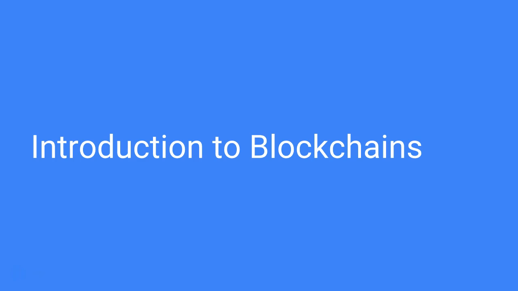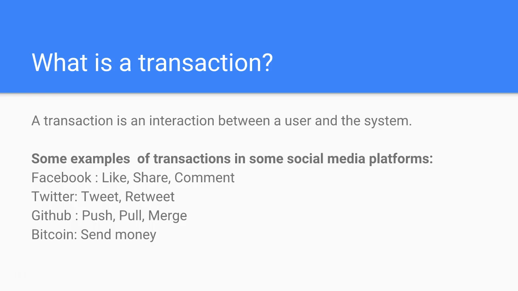So what exactly is a blockchain? To understand blockchains, we need to step back a little so we can build up momentum before we get to blockchains, so that by the time we explain blockchains, it is super easy to understand. Now, a transaction is an interaction between the user and the system as prepared by whoever built the system.